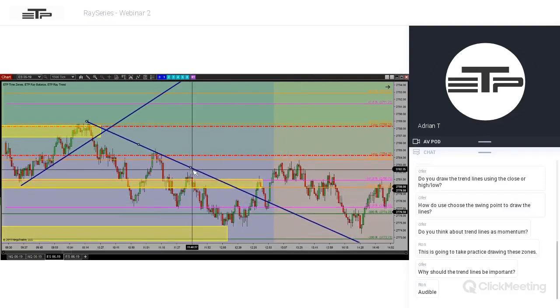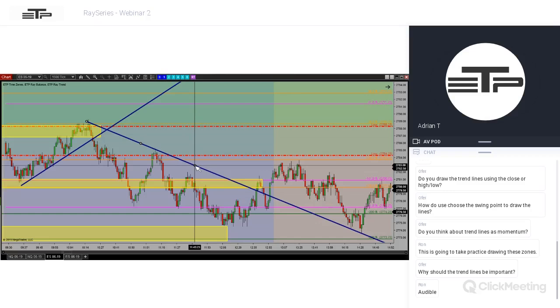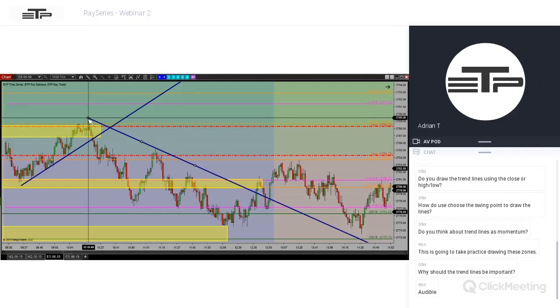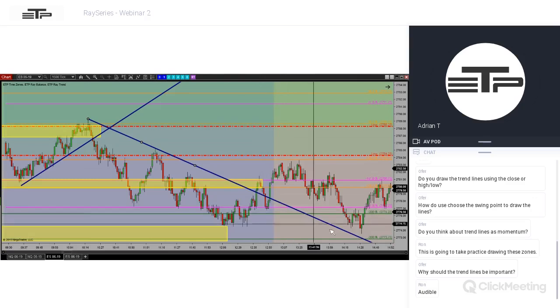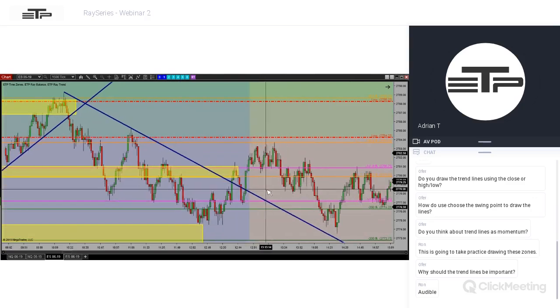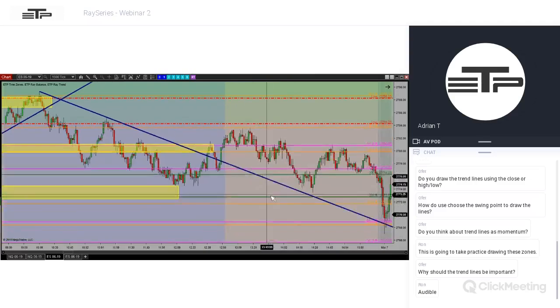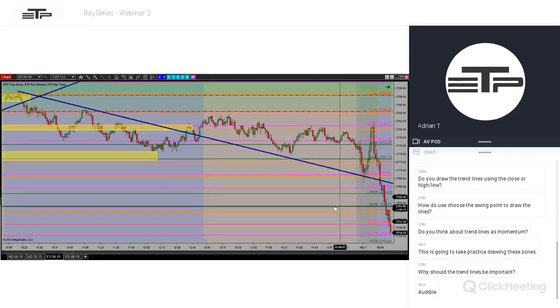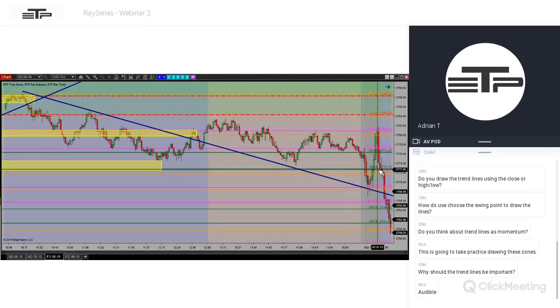And obviously this is going to be a zone, just like in anything else. You can't just draw one line. It's really going to be a zone that you could use as a trend line. But as you can see, price is actually coming down and touching it multiple times and then jumping off it. So it is kind of like support or resistance, but it's oblique.